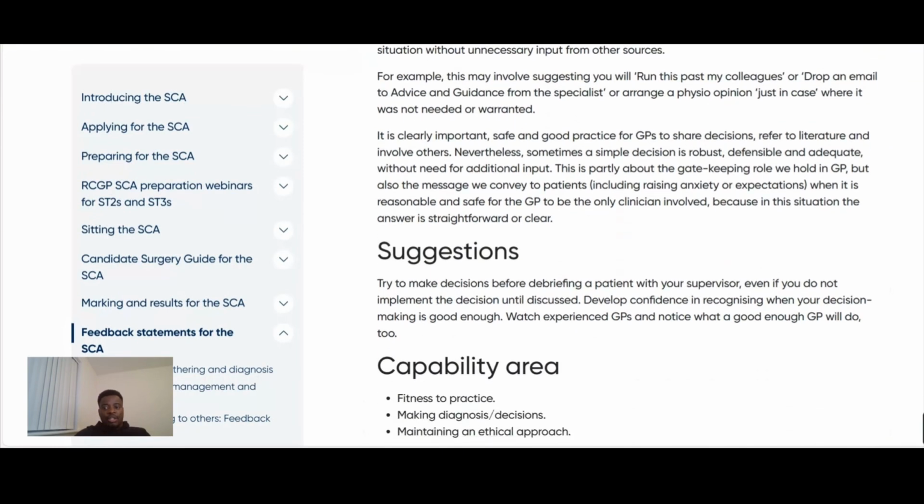And what the college has suggested is to make decisions before debriefing a patient with your supervisor, such that way you're used to making your own decisions. If it turns out to be a wrong decision, you can always ring the patient back and say, look, I've discussed with my supervisor, this is what they've said. But what that will give you is that habit of you making your decisions and then learning from the decisions.